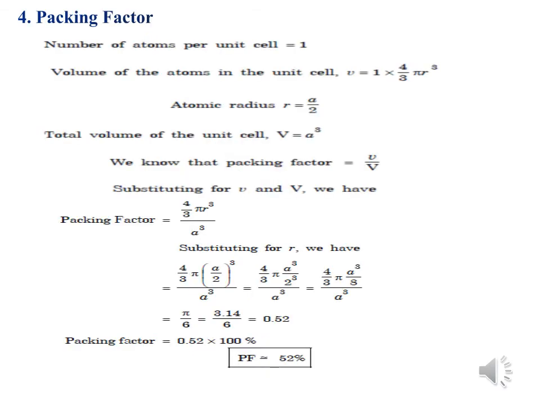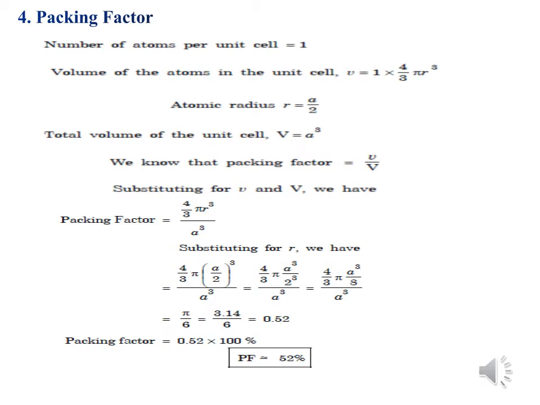Next, the fourth characteristic, atomic packing factor or packing density. It is defined as the ratio between the volume occupied by the total number of atoms present per unit cell, small v, to the total volume of the unit cell, capital V. Atomic packing factor represents APF, or packing factor represents PF. APF is equal to the product of the total number of atoms present per unit cell into the volume of one atom, to the total volume of the unit cell.